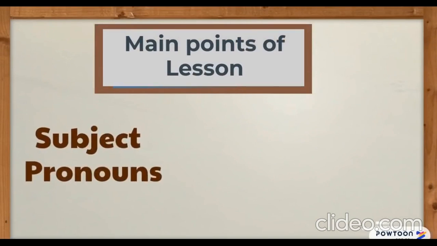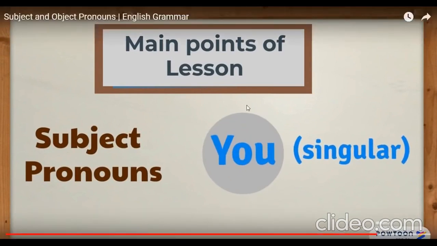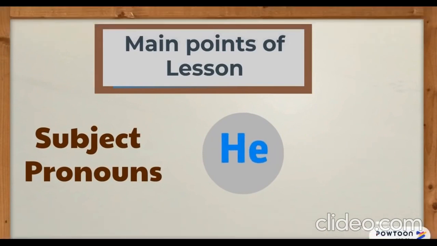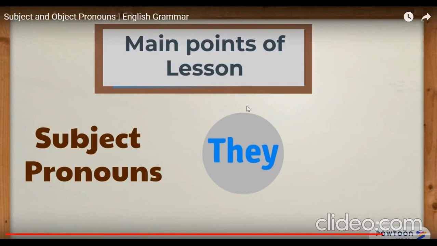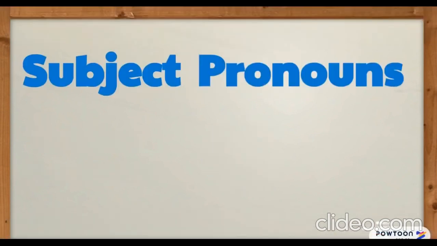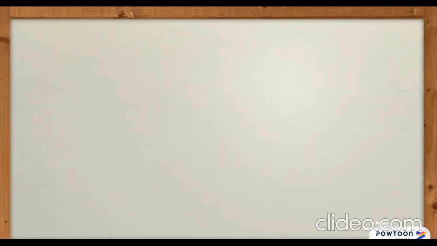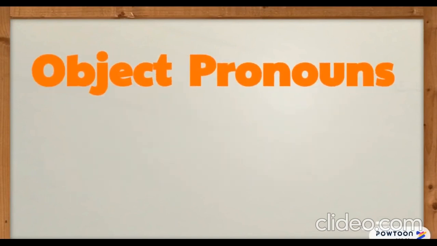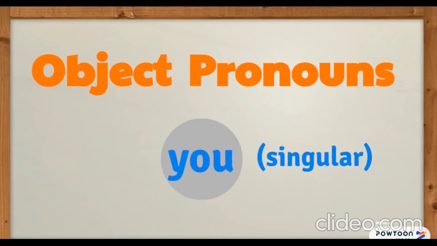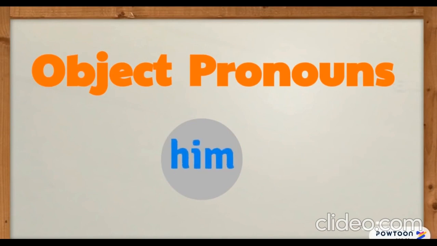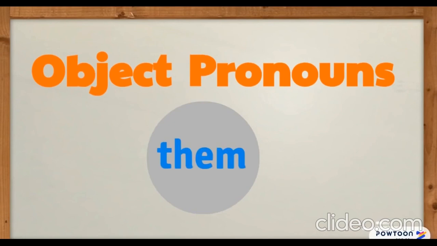You know, subject pronouns: he, she, they, we, you, it. Try to write them. Okay, let's try to write them like this on the side and write how they become in the object case. Now the object pronouns are me, us, you (singular and plural), him, her, it and them.